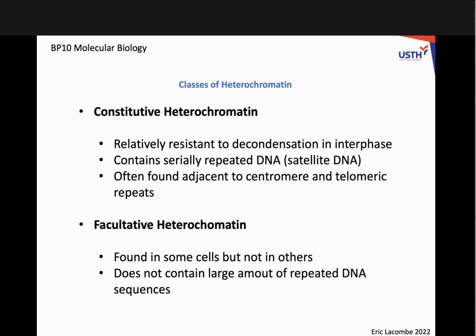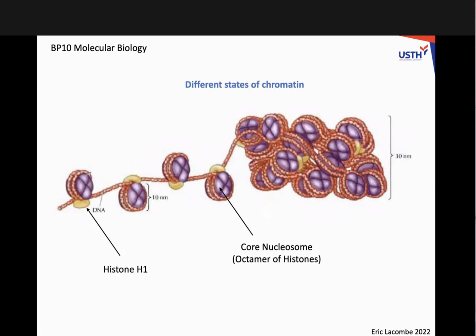So it means that according to the state of compaction of this region in different cells, some part of the genome can be expressed in some cases, and in other cases, they are not expressed. Do you understand what I want to explain? We will see that in a few minutes. Okay, so this facultative heterochromatin is going to be extremely finely tuned in order to control gene expression. But we will make a synthesis of that.